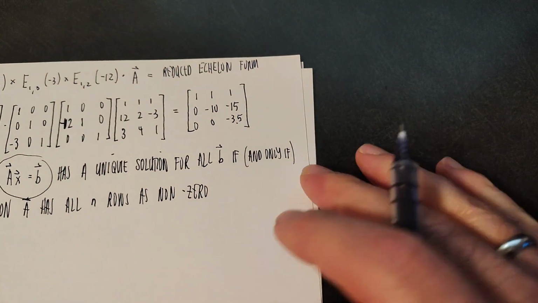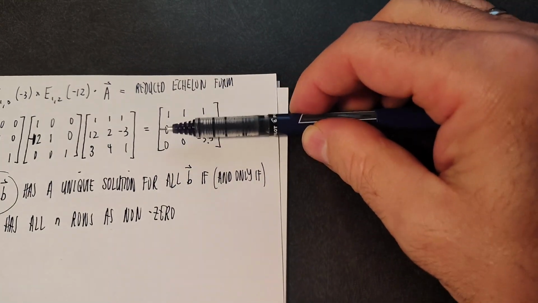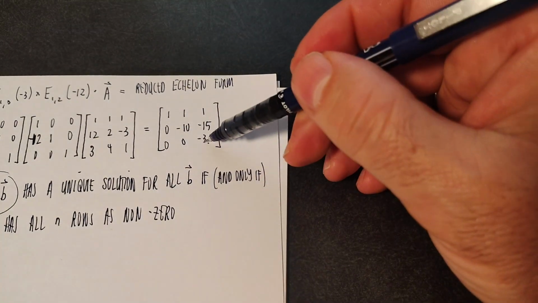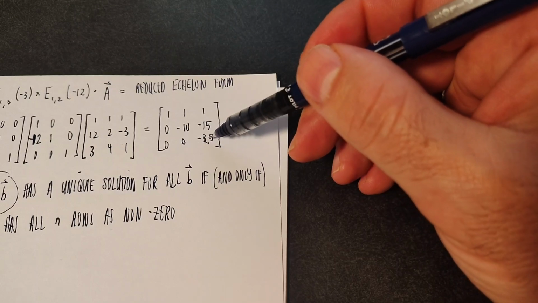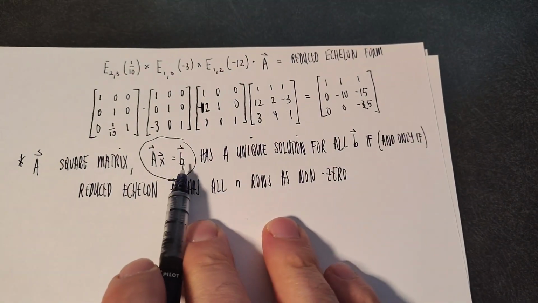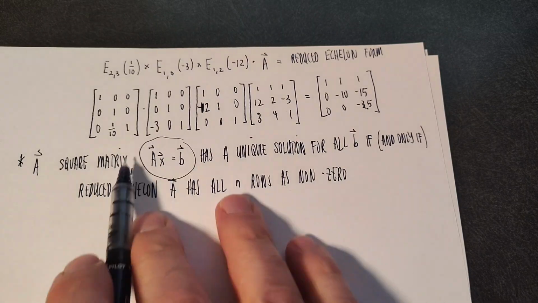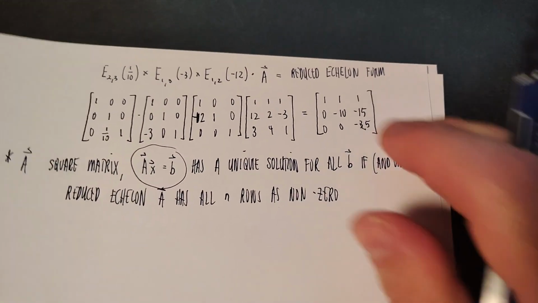Okay. So if we did this reduced echelon form operation on some matrix A, and let's say hypothetically we ended up with a 0 down here, then we don't have a solution for this system here for all B. Okay. And we want to have those types of solutions.